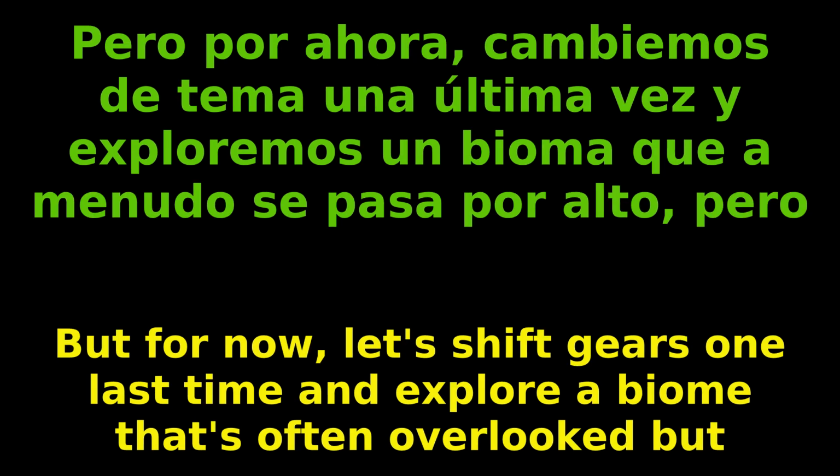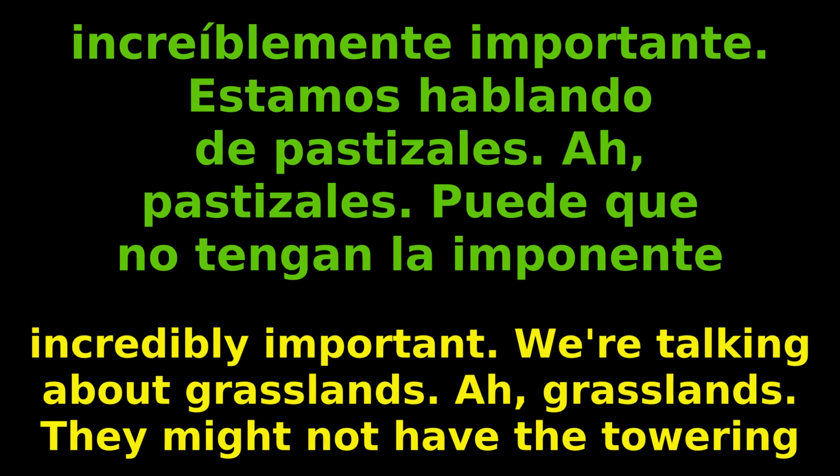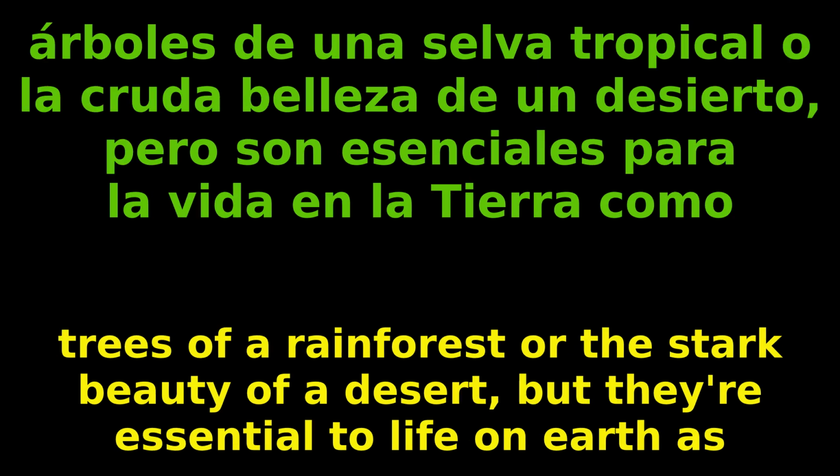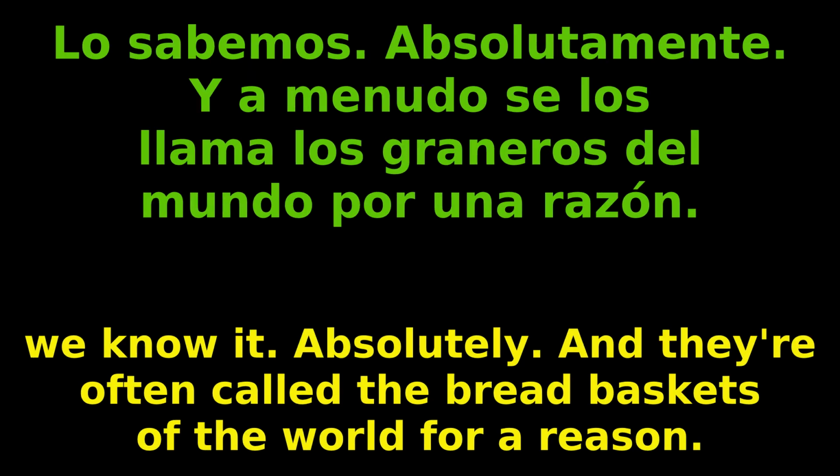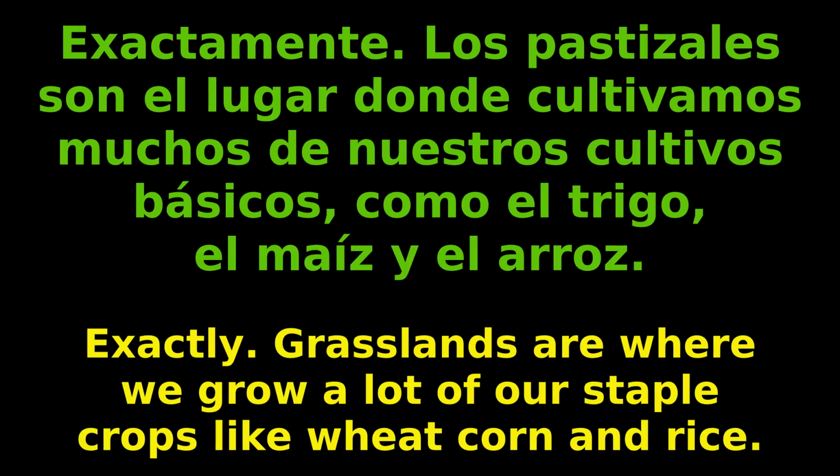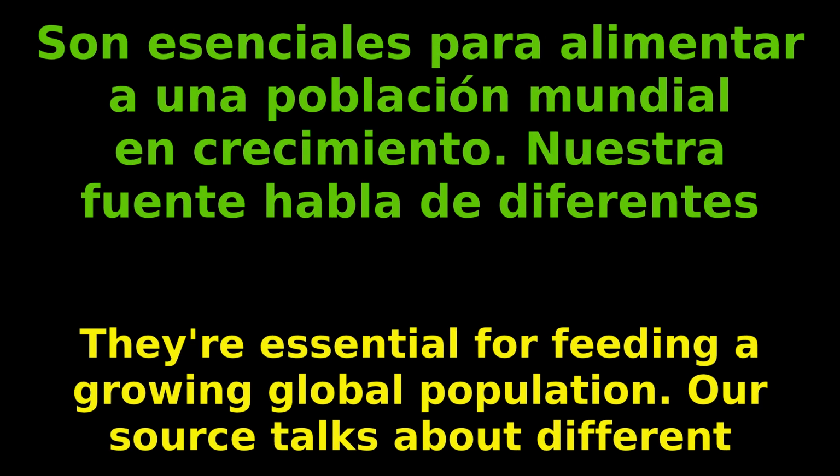But for now, let's shift gears one last time and explore a biome that's often overlooked but incredibly important. We're talking about grasslands. Ah, grasslands. They might not have the towering trees of a rainforest or the stark beauty of a desert, but they're essential to life on Earth as we know it. Absolutely. And they're often called the breadbaskets of the world for a reason. Exactly. Grasslands are where we grow a lot of our staple crops, like wheat, corn, and rice. They're essential for feeding a growing global population.